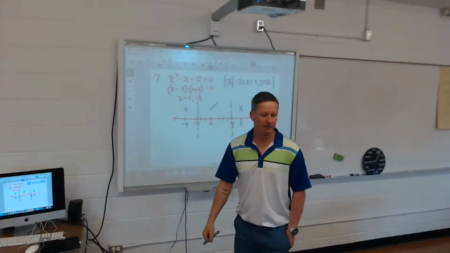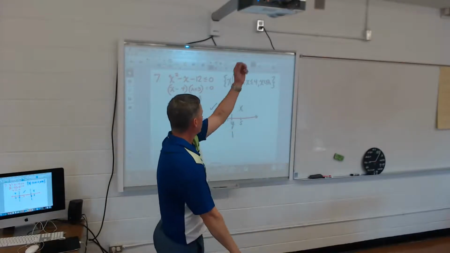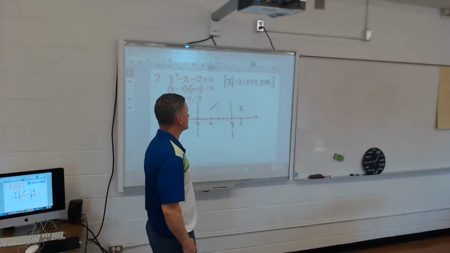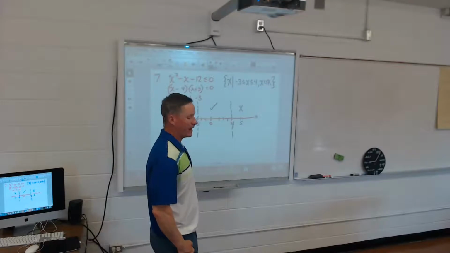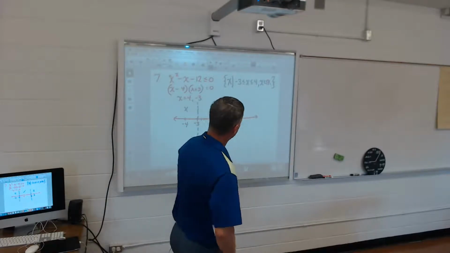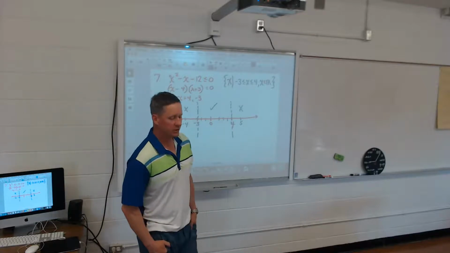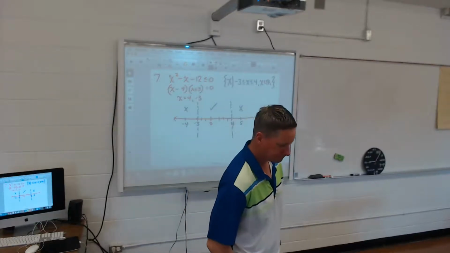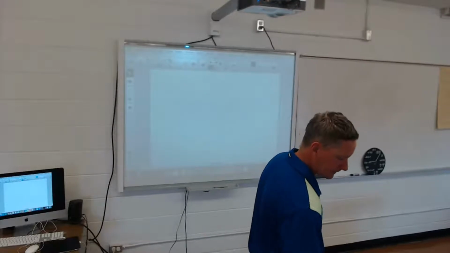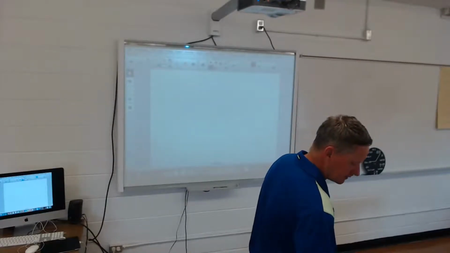Minus 3, so I'm looking at a domain now. So minus 3 is less than or equal to x is less than or equal to 4, where x is an element of all reals. Okay? So that took care of 9.2, the second one, and then we have to start graphing.